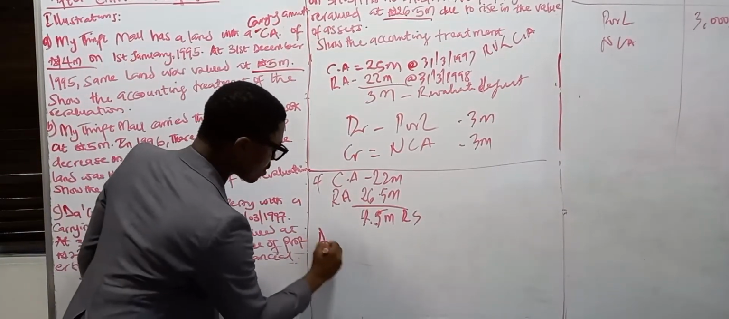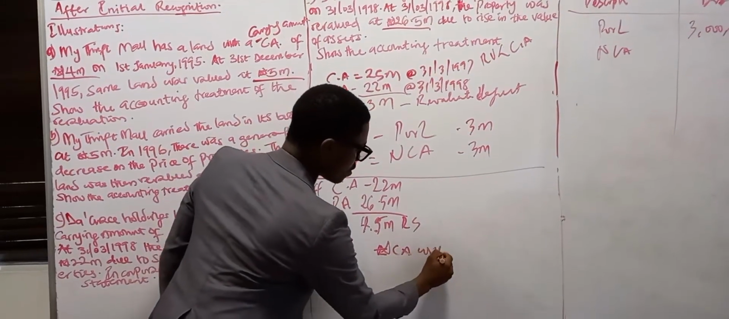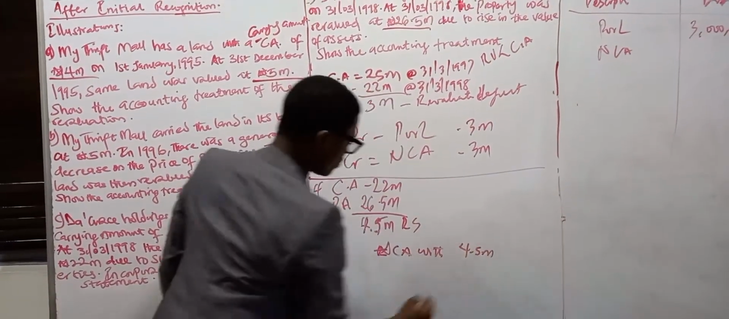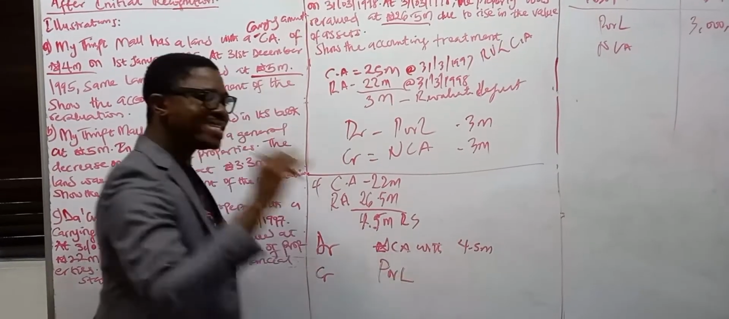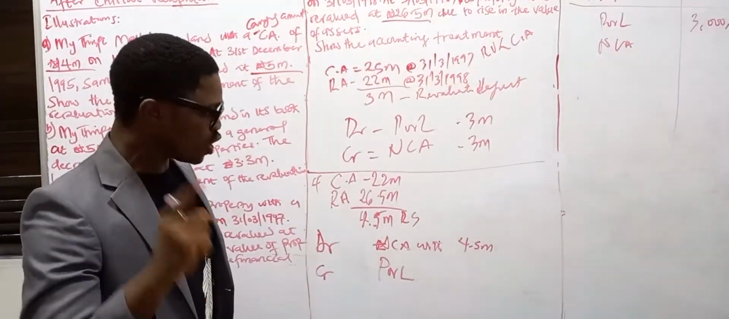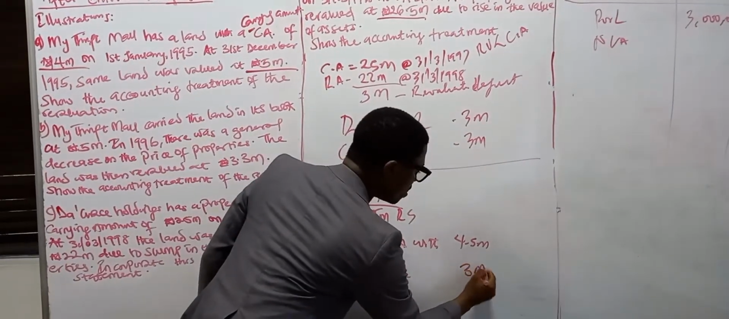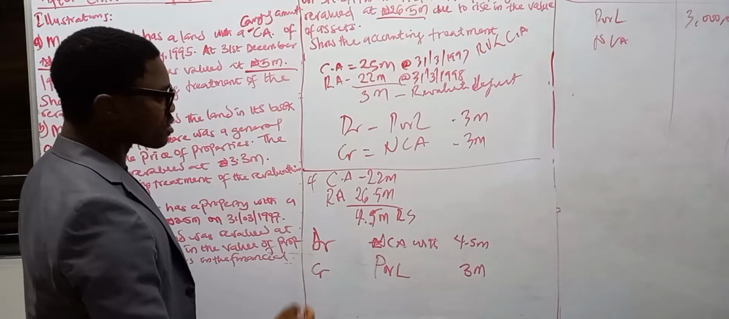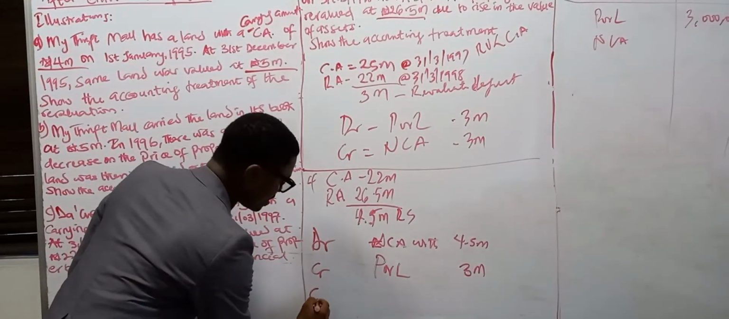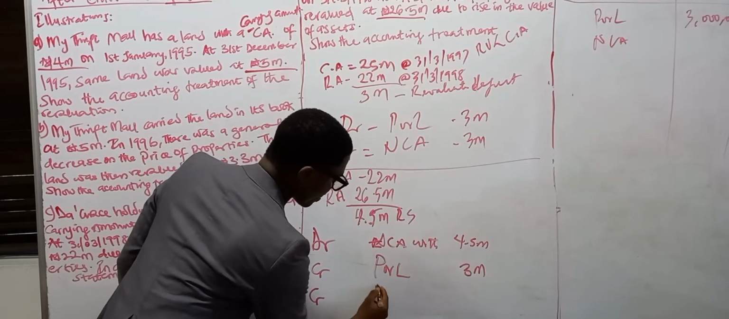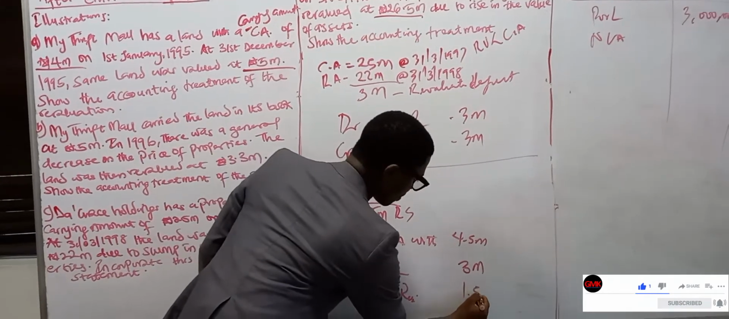We will debit the non-current assets with 4.5 million, and credit the profit or loss to the extent of the initial revaluation deficit. And what was the initial revaluation deficit? 3 million naira. The difference between 4.5 million and 3 million naira is 1.5 million, and this will be credited to our revaluation reserve account, 1.5 million.